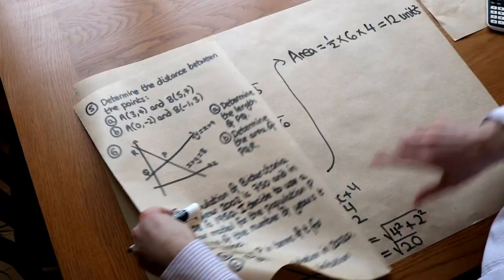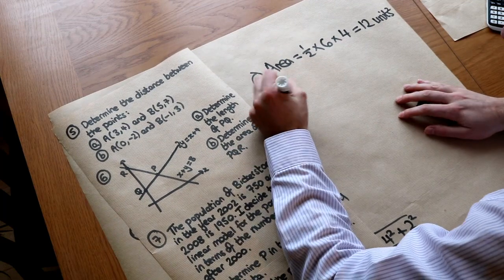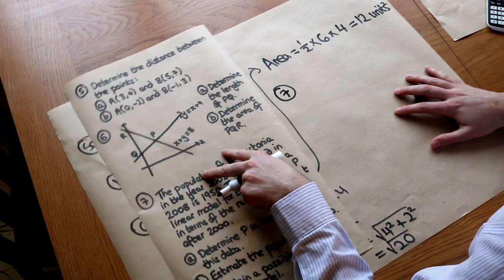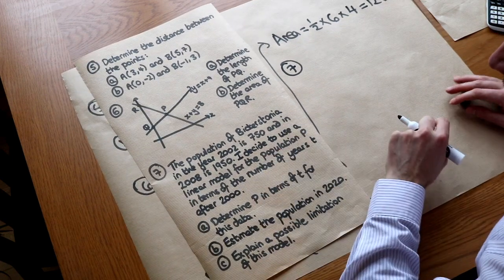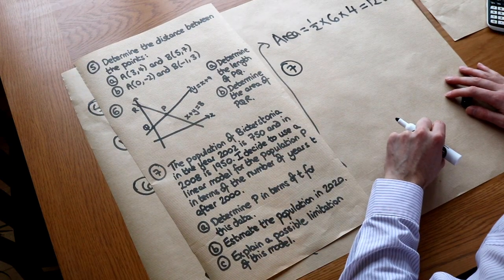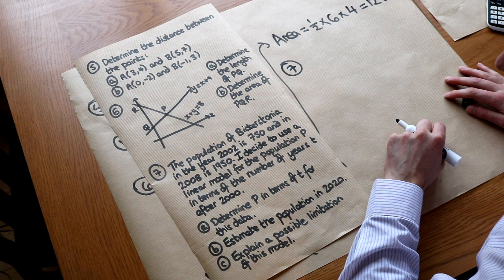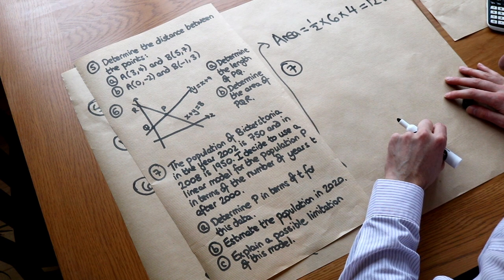And then finally, question 7, we've got this nice modelling question, and particularly in the new UK A-level, they do like modelling questions indeed. The population of Bickerstonia in the year 2002 is 750, and in 2008 is 1,950. I decide to use a linear model for the population P in terms of number of years T after 2000. Determine P in terms of T for this data.